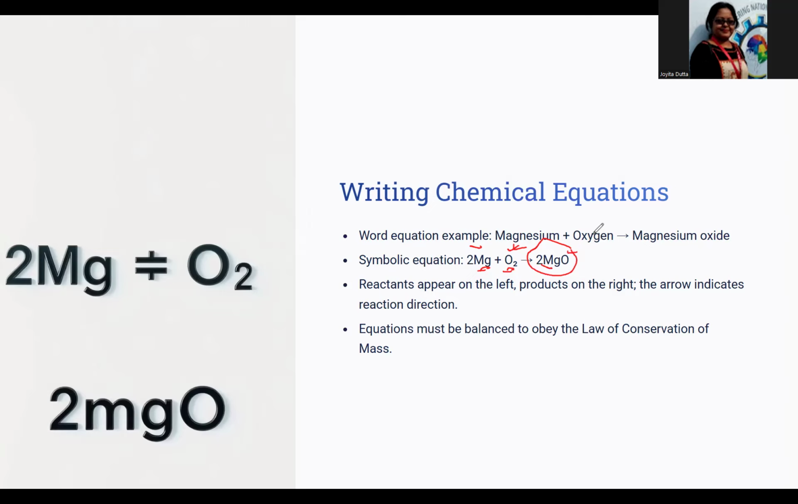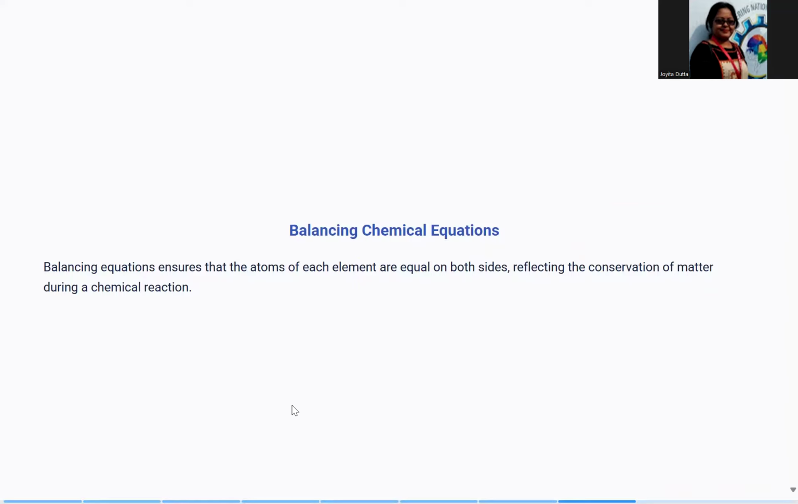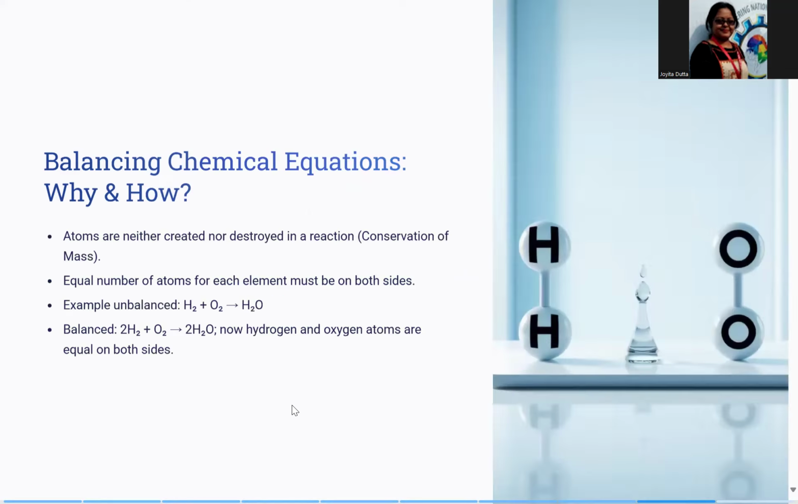Reactants appear on the left hand side and products on the right hand side. So this is what I said, and I always told you that this will obey the conservation of mass. Whenever I write an equation, to maintain the conservation of mass it is very important that I balance the equation. So how does balancing the equation take place?